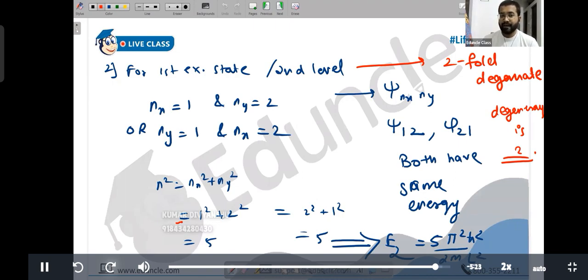Now an important question. What do you think should be the second excited state? 1, 3, or 1, 4, or 2, 2? 1, 2 and 2, 1 are already done. Okay, 2, 2 is the next combination.